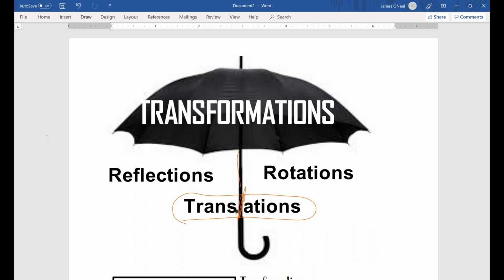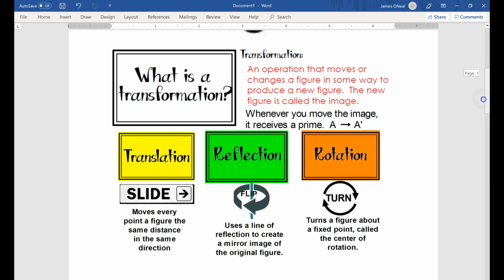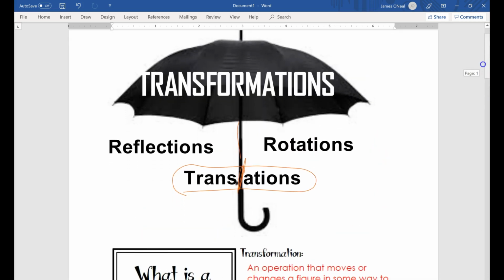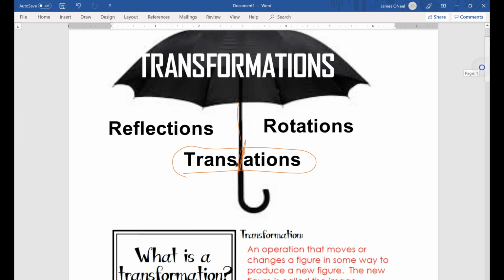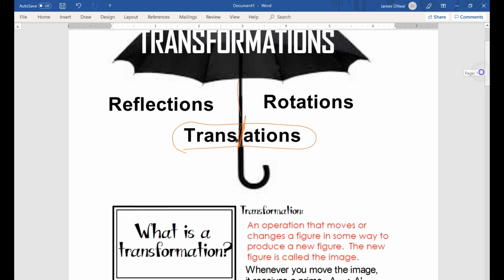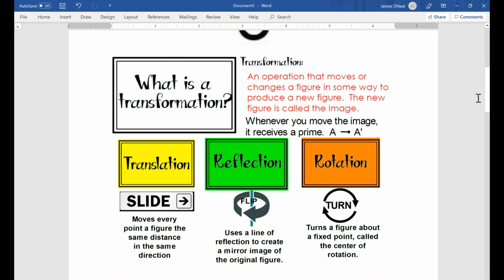All right, so we're going to talk about translations. So what is a transformation? The transformation is the overall umbrella, and underneath this umbrella are reflections, translations, and rotations. If you transform something, you change something. That's what the word transform means, to change. But how does this apply to math?